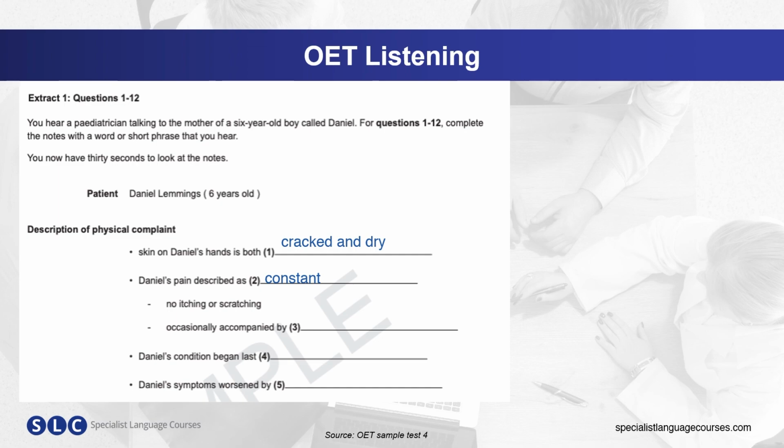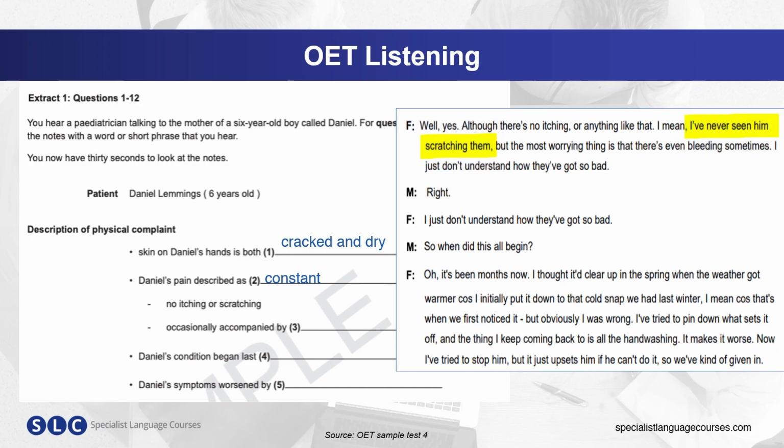We can see that Mrs. Lowings signals that the answer is coming by saying, I've never seen him scratching them. We then see the answer is bleeding. For number 4, again, we see the paediatrician's question is signalling that the answer is coming. It's not given straight away as she talks about the spring first, but then we can hear that winter is the answer, as this is confirmed with, that's when we first noticed it. Finally, question 5 is hand washing, and this is confirmed when she says it makes it worse.